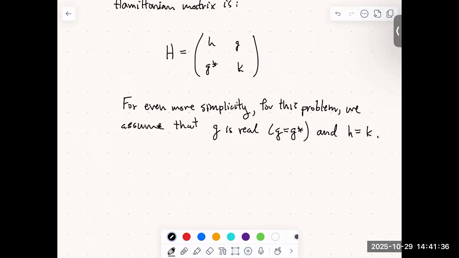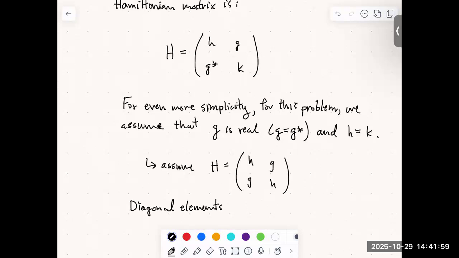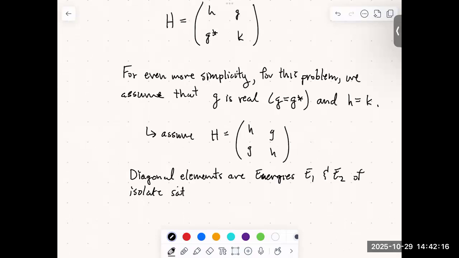Those off-diagonal elements would come from the potential. So what we're going to work with is we're going to assume that H is equal to H, and then G. Okay, so the diagonal elements are the energies, say E1 and E2 of the isolated states 1 and 2. When we get off-diagonal elements, it's from the potential.